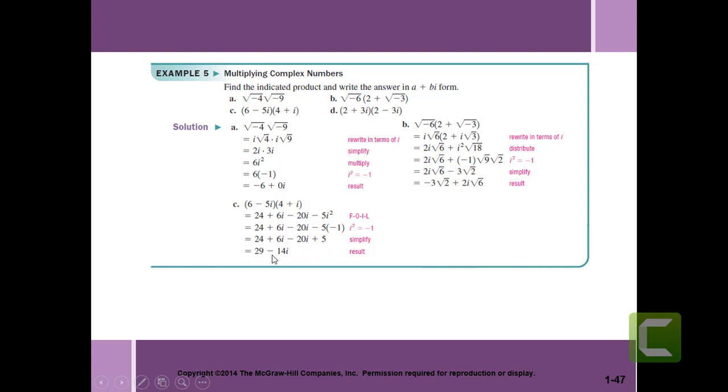real part first, 29. In this case, we get negative 14 or minus 14, so it's going to be minus 14i. And so a is 29, b is negative 14. Okay, because remember, it's always in with a plus. So b is negative 14 in this case.